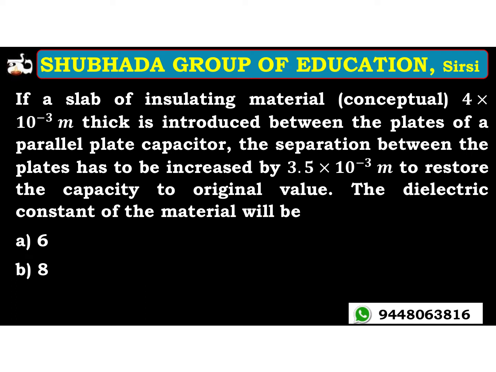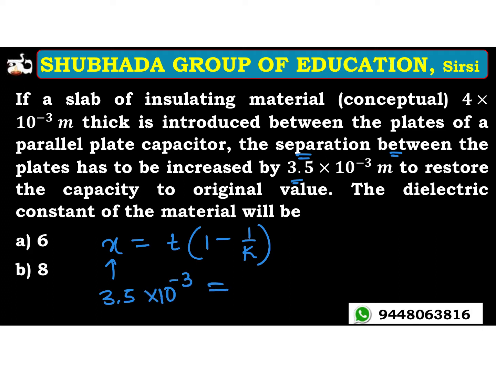While discussing the concept, I have clearly introduced my students that the value for the dielectric material will be given by X is equal to thickness T into 1 minus 1 divided by K. You know that the value for X is the separation of increment. We can take it as 3.5 into 10 to the power of minus 3 meter. And the thickness is given as 4 into 10 to the power of minus 3 meter. So 3.5 into 10 to the power of minus 3 is equal to 4 into 10 to the power of minus 3 meter into 1 minus 1 divided by K. So we need to calculate the value for K here.